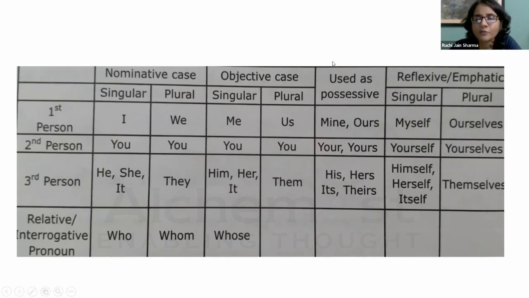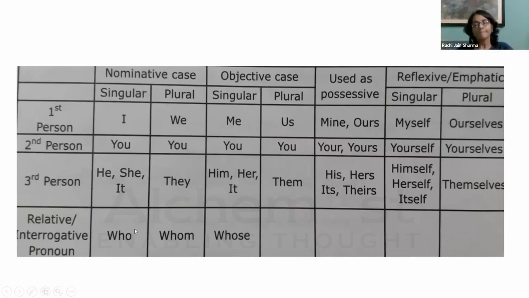All right, and then of course the possessive and reflexive ones and so on are given here. Now the main reason why I'm showing you this is because of the relative pronouns who, whom, and whose, and the question which Shruti asked: how do we know when to use who and when to use whom?